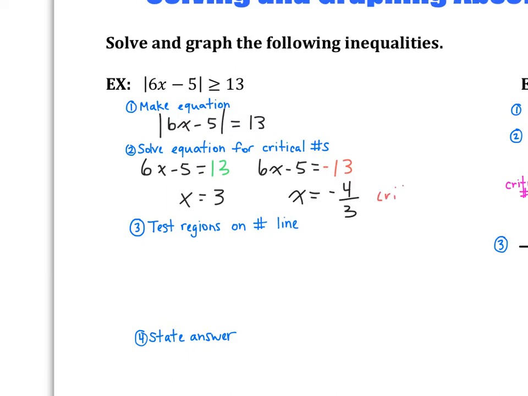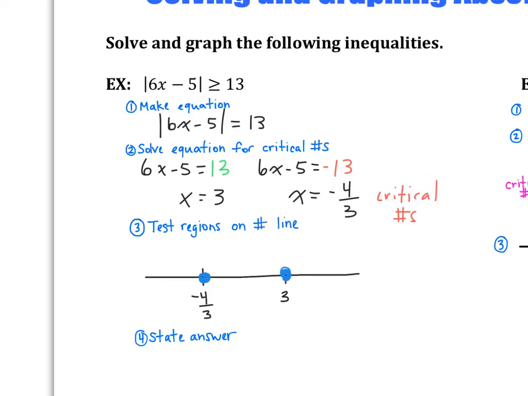So the next step is to test these regions on a number line. These are called our critical numbers, what we just found. We're going to plot them on a number line, in order. So negative 4/3 and then 3. Now I look at my original inequality. It's greater than or equal to, so that tells me I'm going to put a closed circle at each of these critical numbers on my number line. And we should see 3 regions.